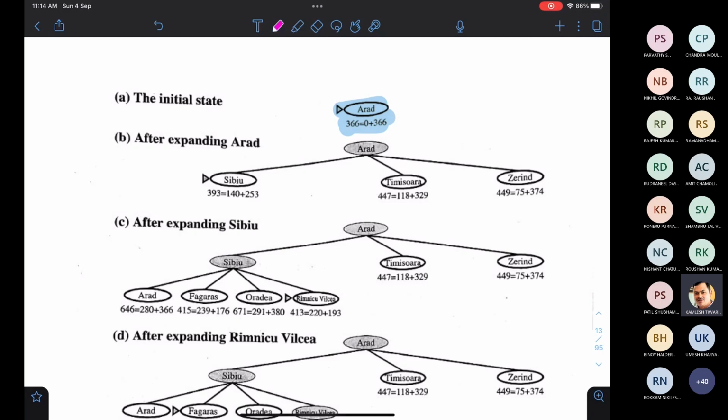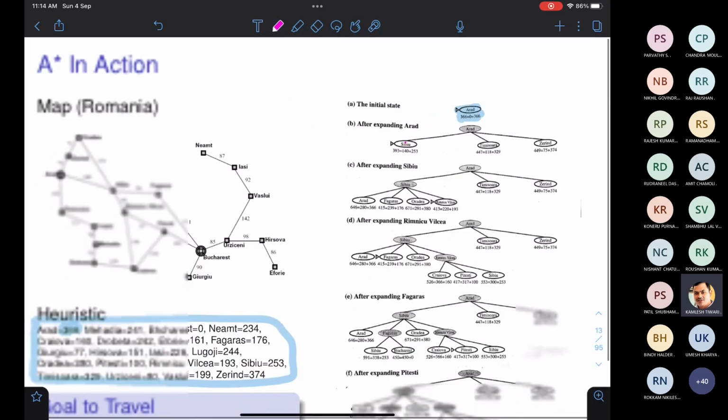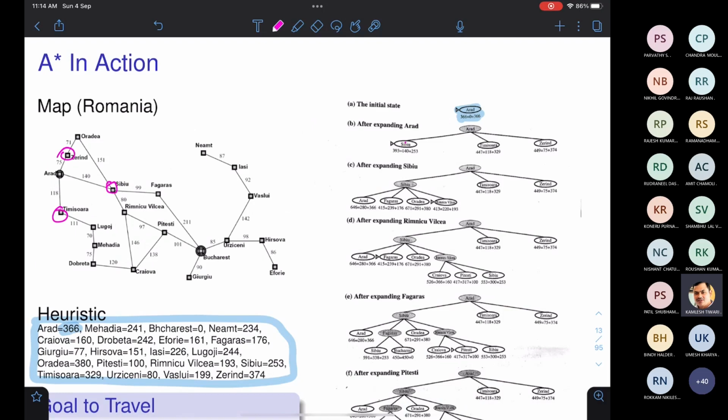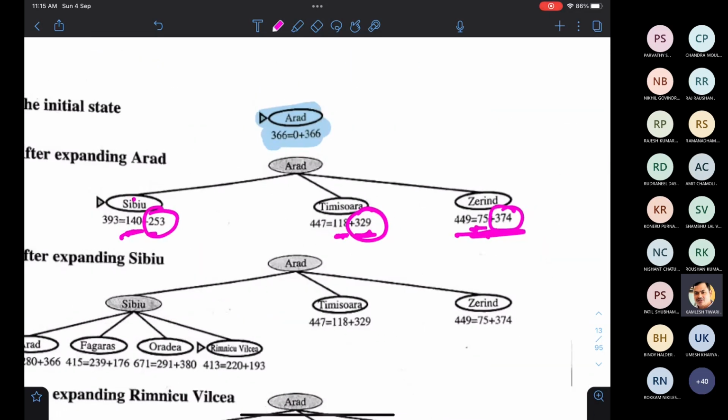From Arad there are three places you can go: Sibiu, Timisoara, and Zerind. Timisoara is 118, Sibiu is 140, and Zerind is 75. And what is the second number? For Zerind it says 374, for Timisoara 329, and similarly Sibiu becomes 253. Using these, if you find the summation, you see which is the minimum one.